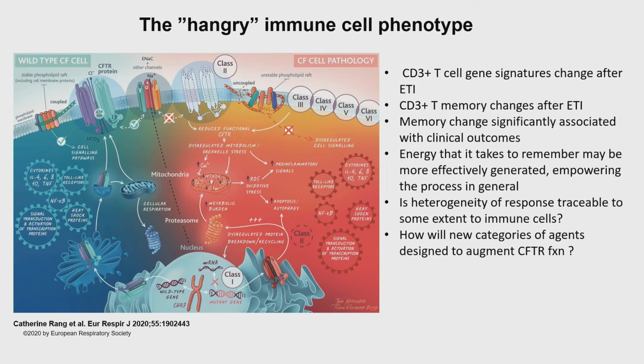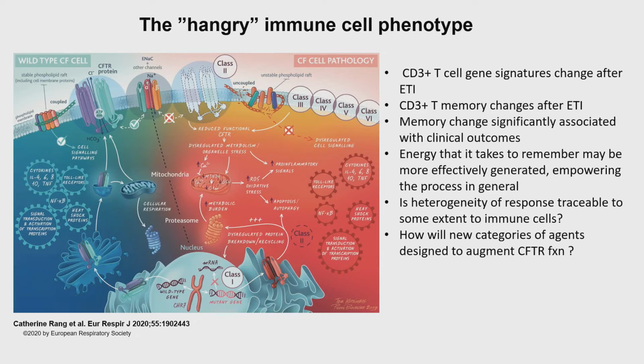And so the issue I think that comes out, or the conclusion that most prominently comes out from these analyses, is that the energy that it takes to remember an infection, to have that adaptive memory, may be more efficiently propagated, empowering this process in general in the presence of Trikafta, probably a secondary effect, maybe some primary effect. The question that arises from that is heterogeneity. When I showed you that heterogeneity of FEV1 response, or the heterogeneity of hospitalization response, can some of that be traceable back to what the immune cells are doing?